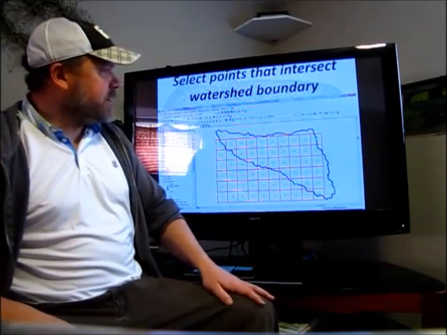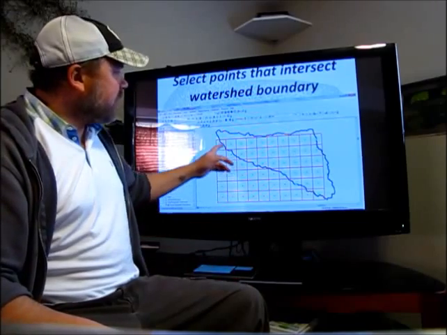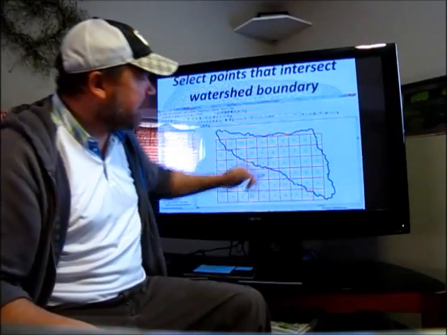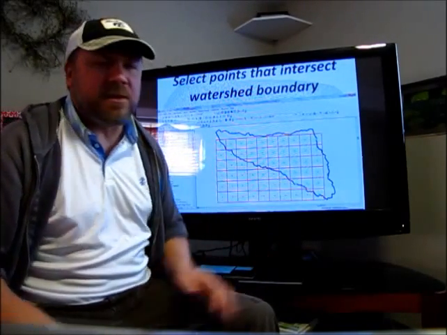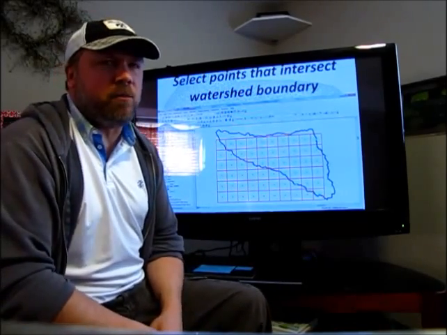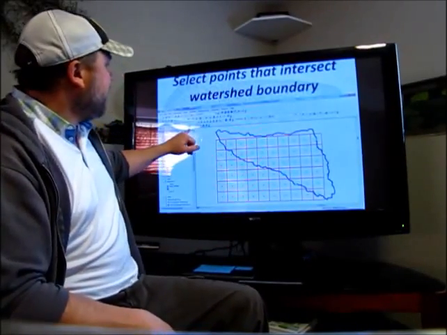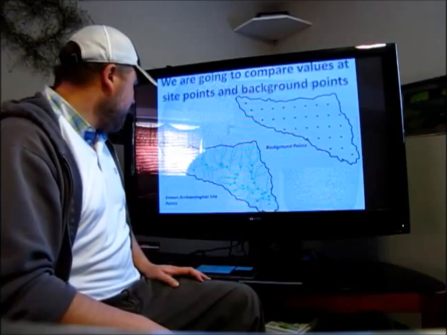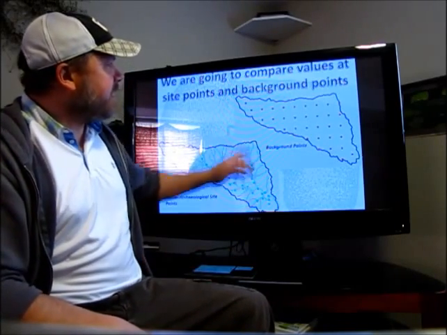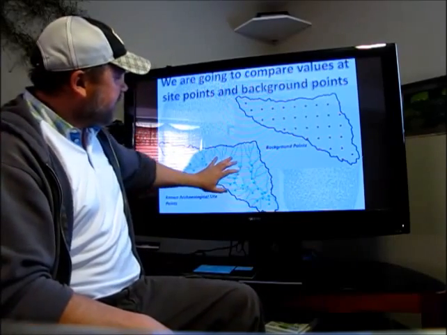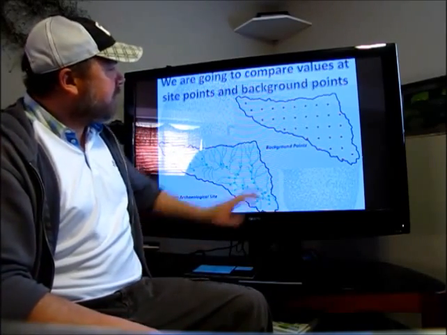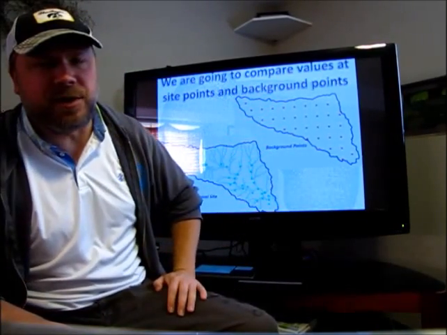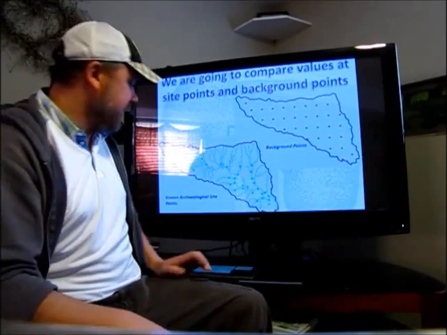So this is what you end up with when you use the Create Fishnet tool. And we're only interested within the watershed boundary here. It used the entire extent of the polygon. So we're going to select the background points that are within the watershed boundary polygon, and you can just manually select them using the selection tool in ArcGIS. And then we're going to export those background points. And so now we have our background points and our site points, and we're going to compare the raster values at the background points to the grid values at the site points, or the known archaeological sites.